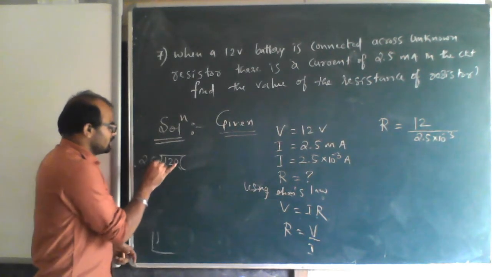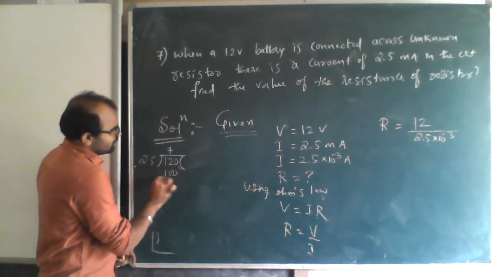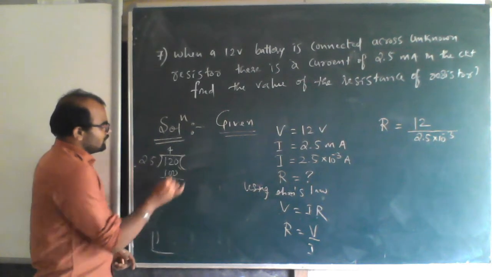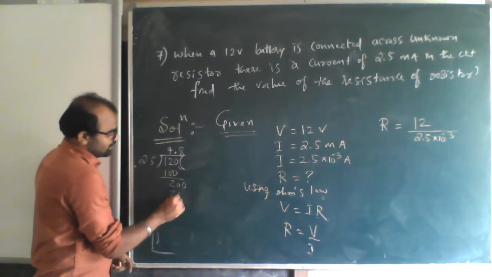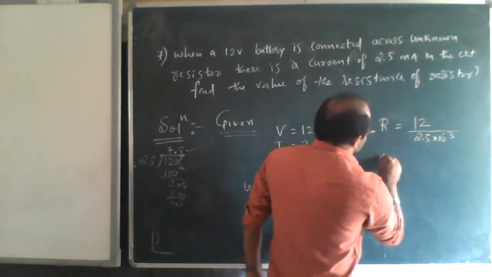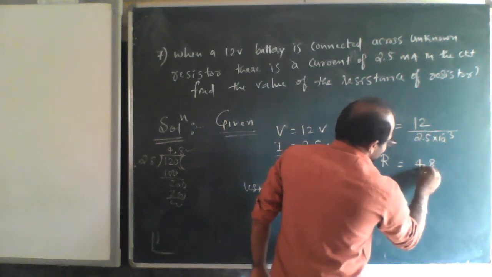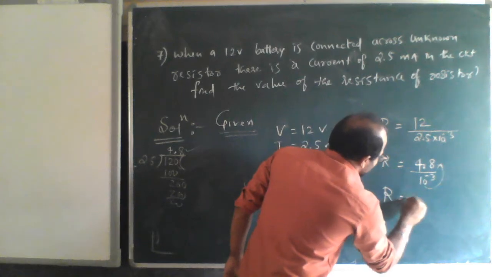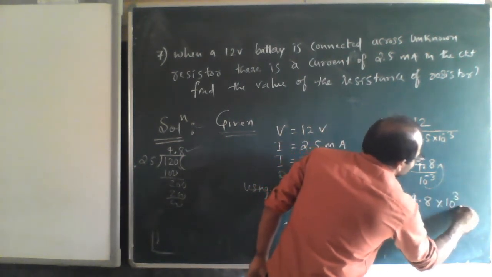Now we'll do the problem. 25 fours are 100. 120, 100 gone, 20 is remaining. We'll put the point and a 0, 25 eights are 200. So 4.8 is my answer. So here R is equal to 4.8. I have not yet considered the 10 to the power minus 3. I will take this to the upper side, so R is equal to 4.8 into 10 to the power 3 ohms.